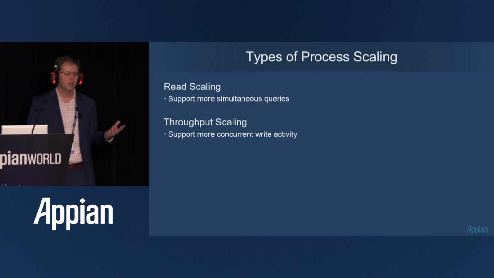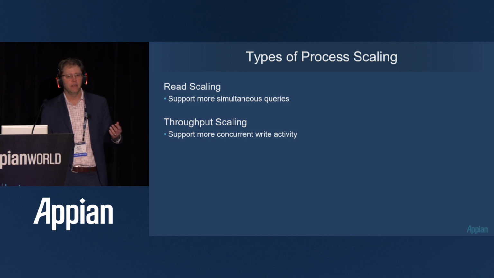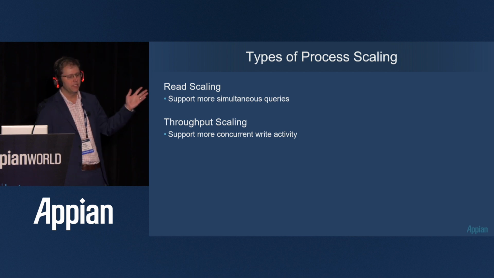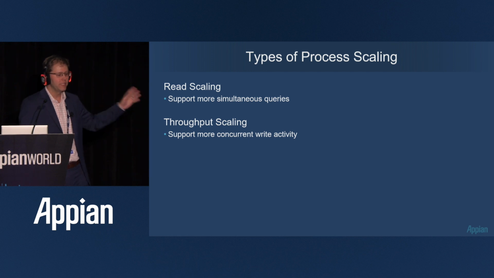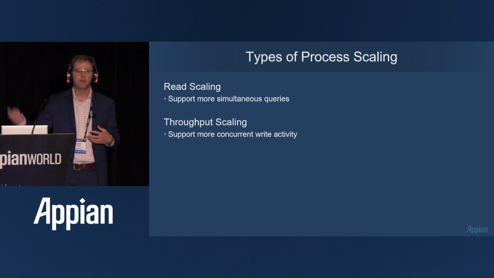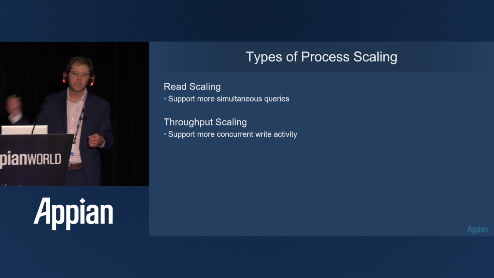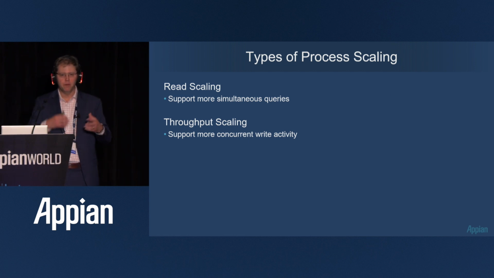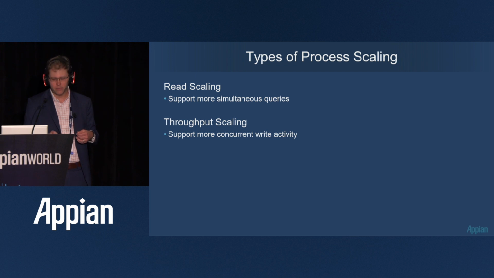But there are a couple of things to understand about scaling, a couple of ways of scaling that I want to talk to you about that improve what I just said, give you more throughput and more read scaling. So the first is read scaling, and the second is throughput scaling. Read scaling is support for more simultaneous queries, so having more reports running, that type of thing, reading more data from those processes that are running. And then throughput scaling is having more of those processes running simultaneously. And it's typically tied up in write activities, so process state transitions, assigning tasks, executing smart services, and that kind of thing.